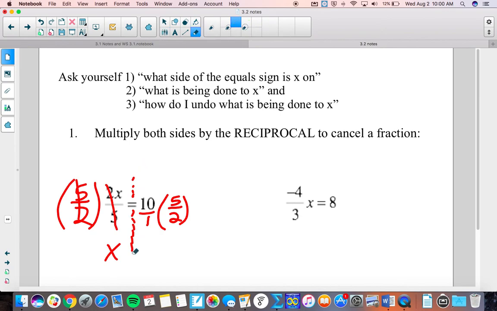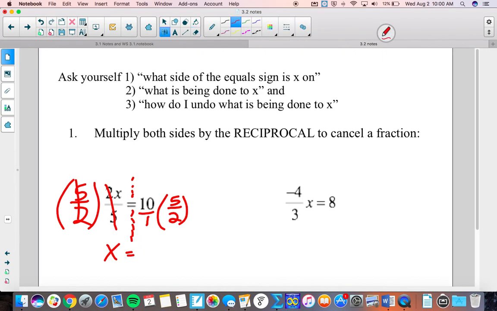So when we multiply fractions, multiplying fractions is the easy one. We just multiply straight across. So we get 50, and I'm going to actually work straight across here. So on top we get 50. On the bottom, 1 times 2 is 2. So that equals 25.